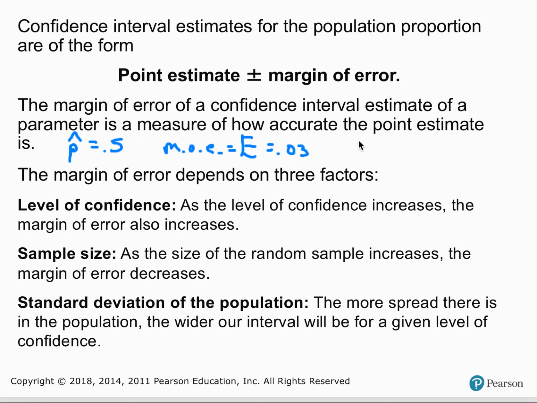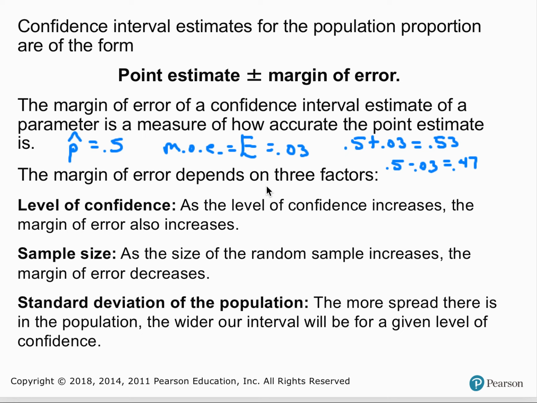0.03, and your confidence interval is 95%. Then we would have 0.5 plus 0.03 and 0.5 minus 0.03. That's where our interval is going to come from, 0.53 and 0.47. Okay, and if we wanted a 95% level of confidence, we would say that we're 95% certain that the values are between 0.47 and 0.53.